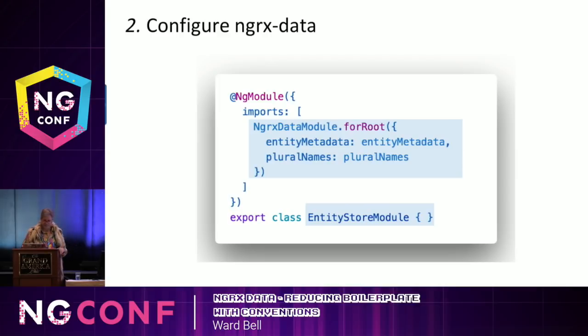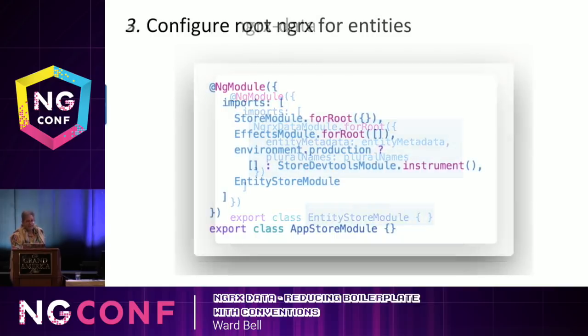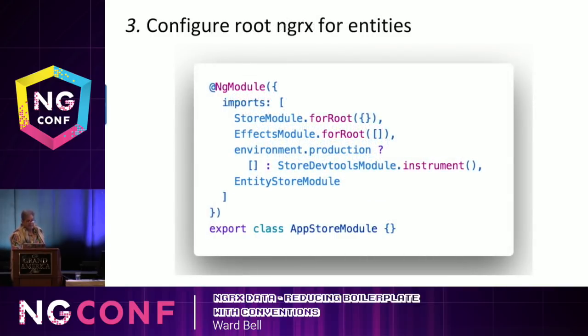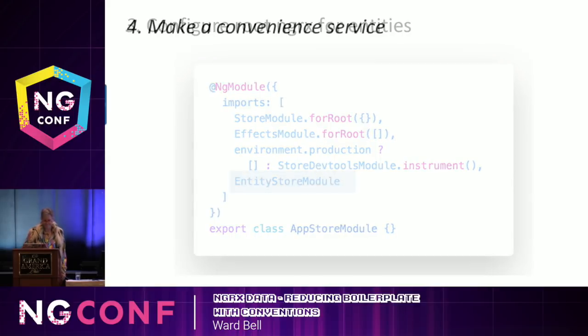I'll call it entity store module, so I have something separate from the other kinds of NgRx data things I'm doing. And now in my app store module, where I'm registering all my store stuff and doing all of my other NgRx stuff, I do that. So now there's all my entities that are ever going to be, whether it's 2, 4, 50, 100, 300.